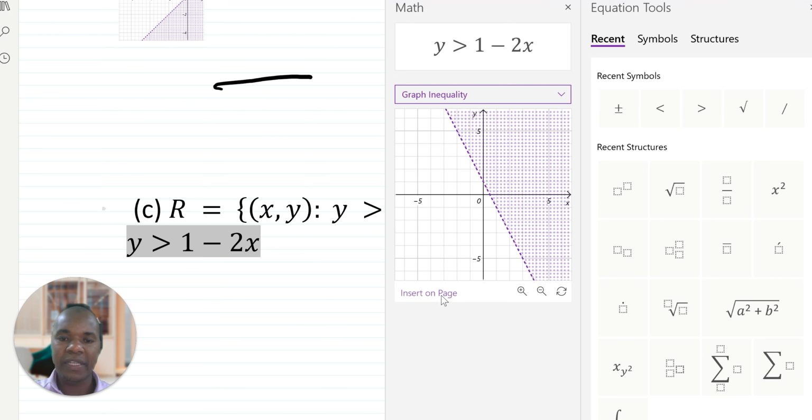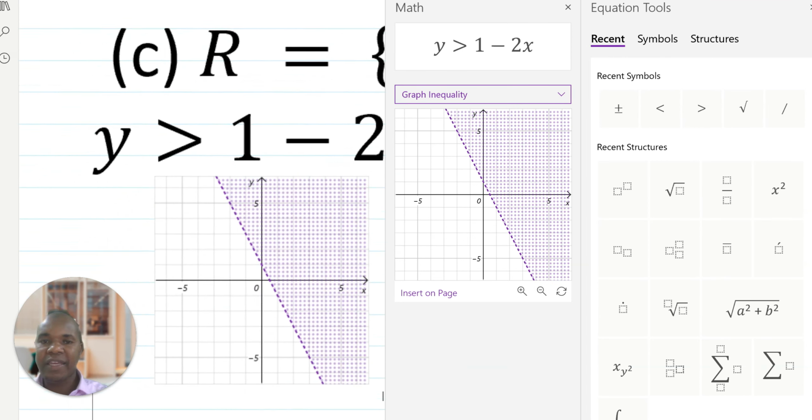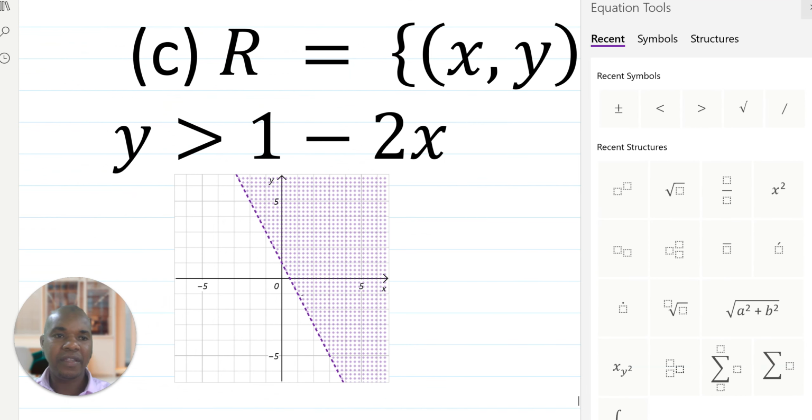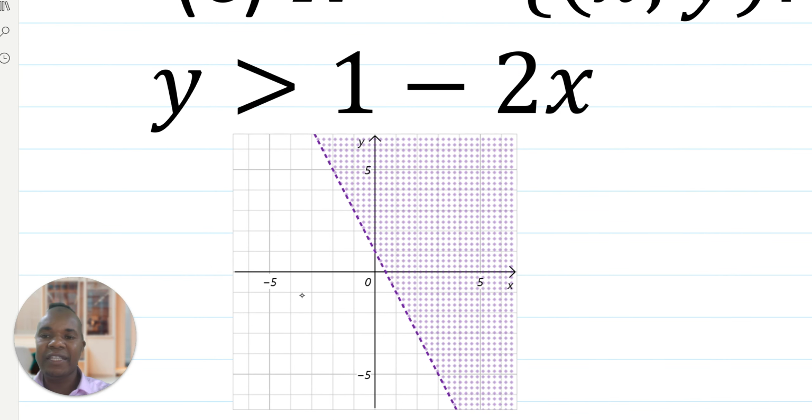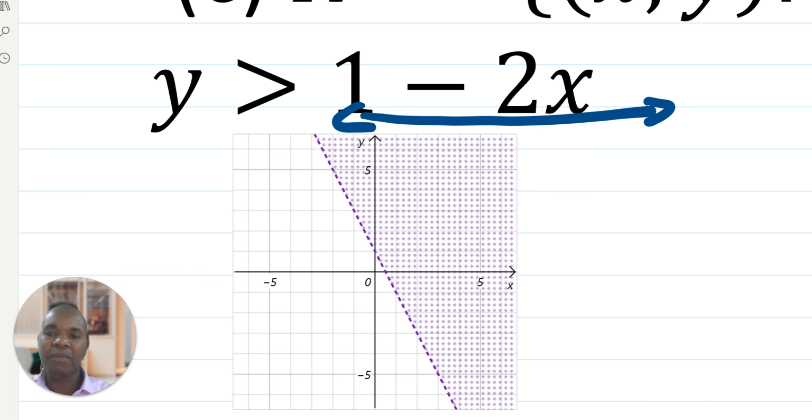So I will just place the equation as it is. From here, I'm going to insert the graph, and there it is, dear students. That is the graph of our inequality, and you can see that the shaded region is above the line, dear students.